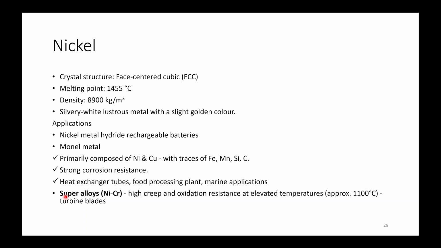Now, super alloys of nickel and chromium based. So super alloys are used at high temperatures. So they have high creep and oxidation resistance at elevated temperatures of approximately 1100 degrees C, and these are used in making turbine blades.